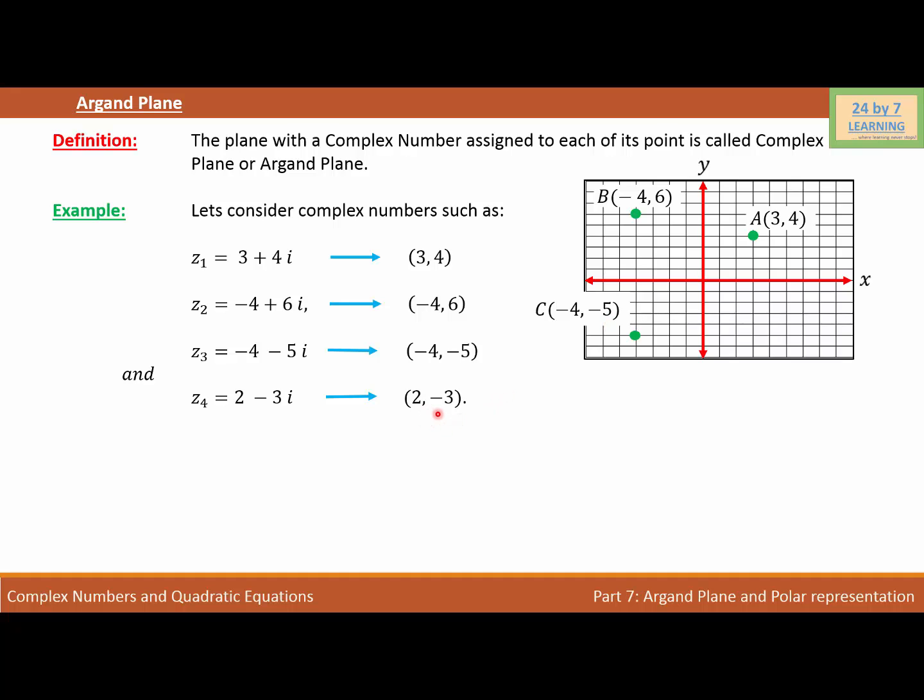My last point is (2, -3), where x is positive 2 and y is negative 3. So I will go 1, 2 positive and then 1, 2, 3 negative. And this is my point, and let this point be D, (2, -3).